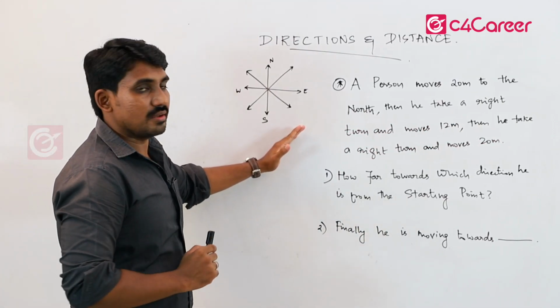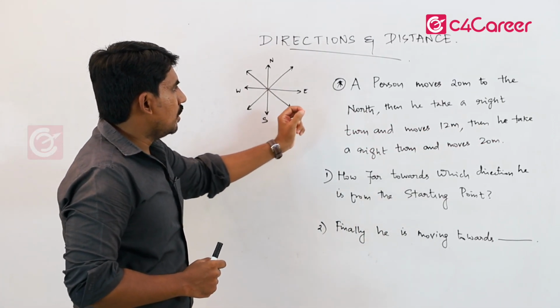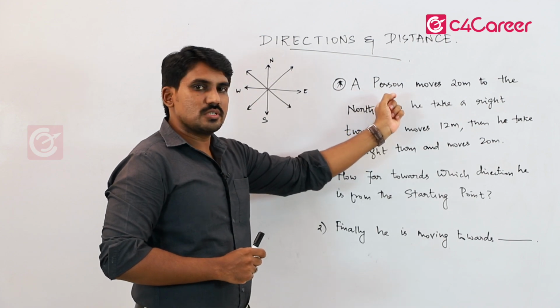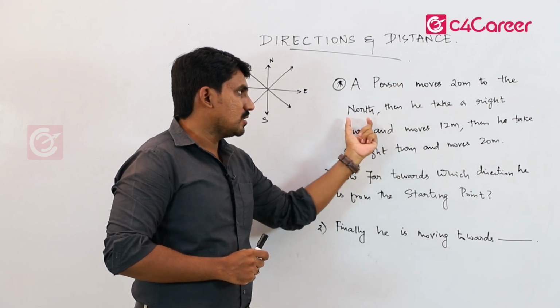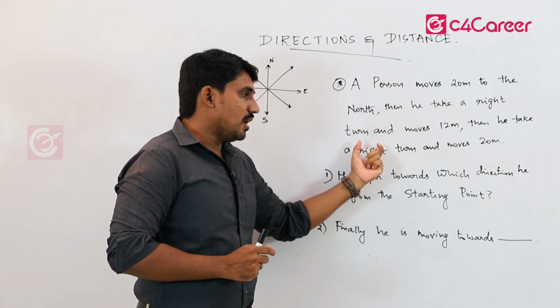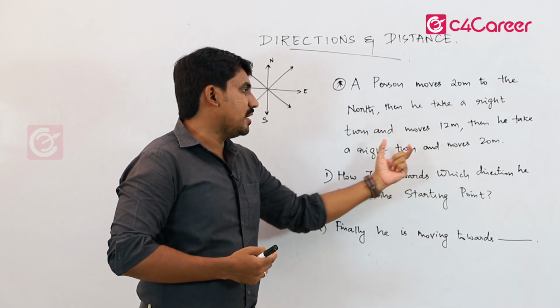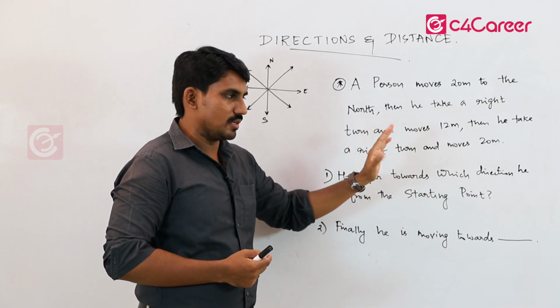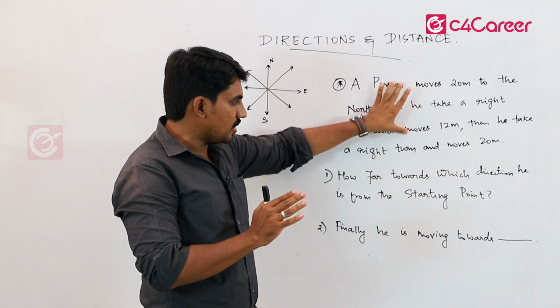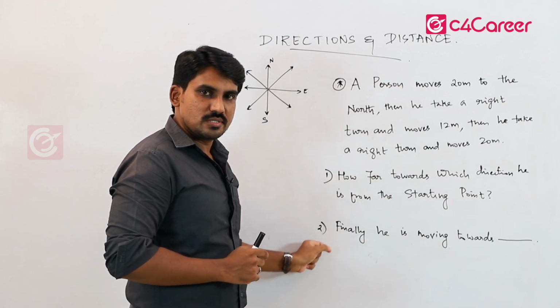So we will discuss an example question. A person moves 20 meter to the north, then he takes a right turn and moves 12 meter, then he takes a right turn and moves 20 meter. This is the instruction given, and it is followed by 2 questions, right?